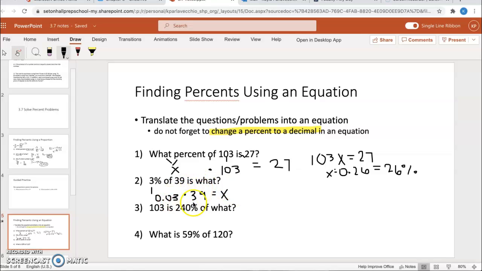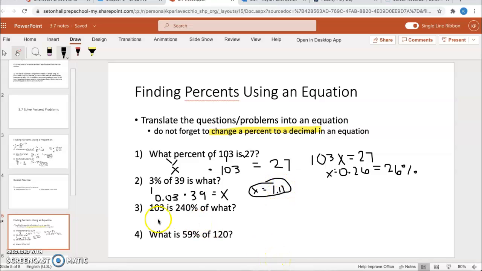This one's a little bit easier because we have the two numbers that we're multiplying together on one side. So we don't have to solve for the variable using inverse operations. So we can just go ahead and say 0.03 times 39, and we're going to get x is equal to 1.17. You do not need to change this decimal because we weren't solving for a percent.